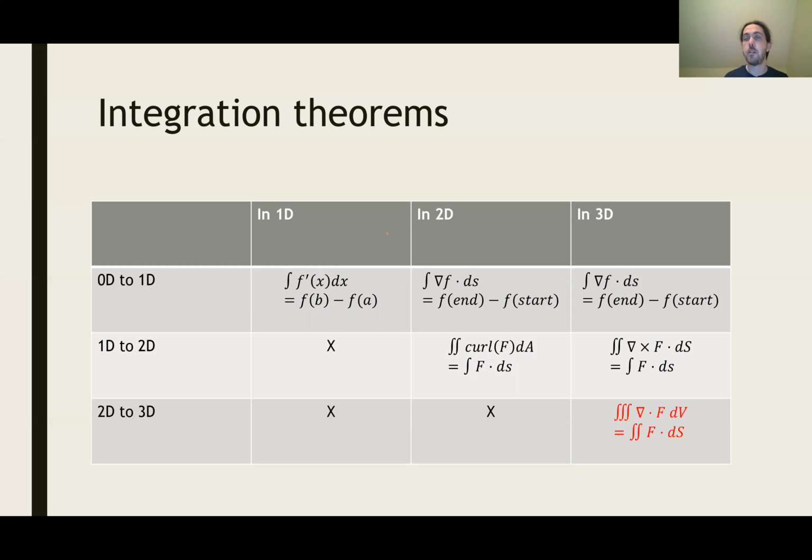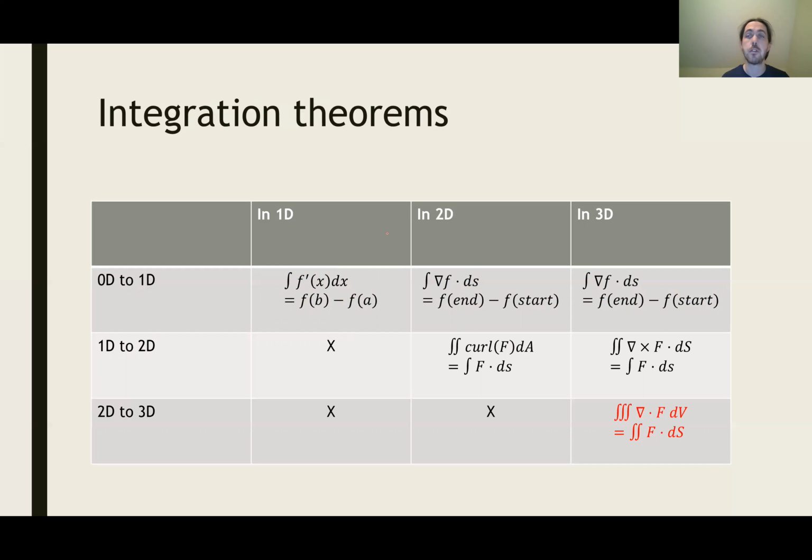And for converting between 2D and 3D, we have the divergence theorem, which says that the triple integral of divergence is the same as the double integral of our original vector field around the outside surface. That kind of systematizes this, and it's part of a pattern. We can see a pattern in what's going on.